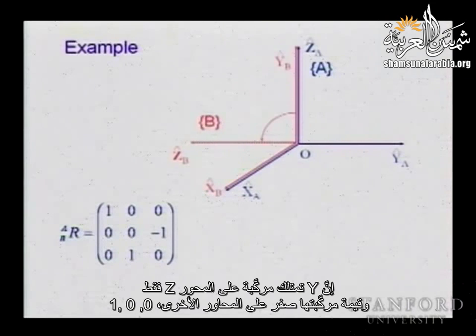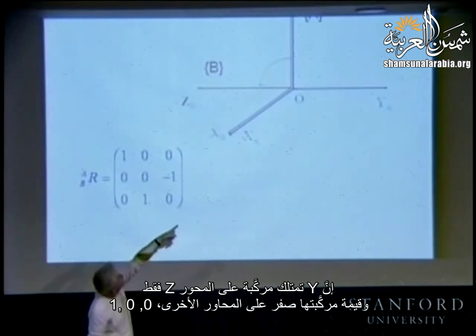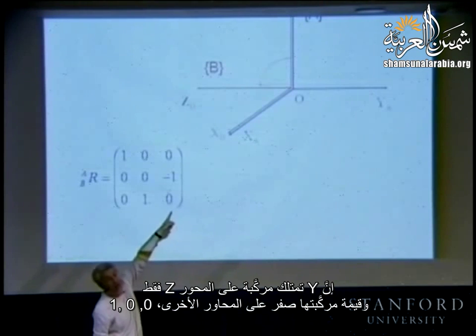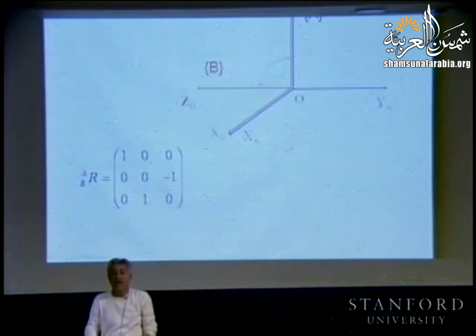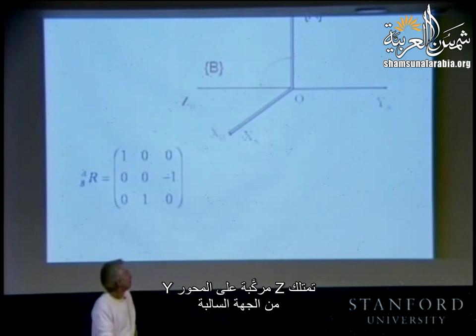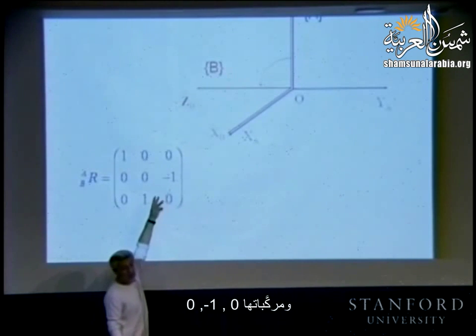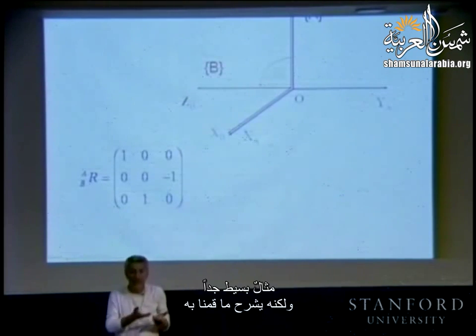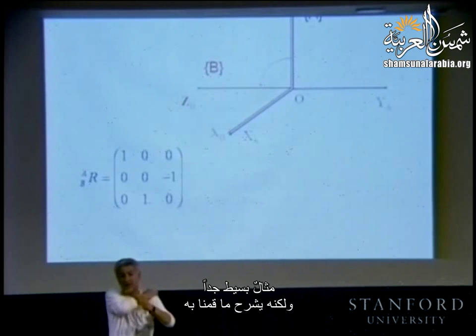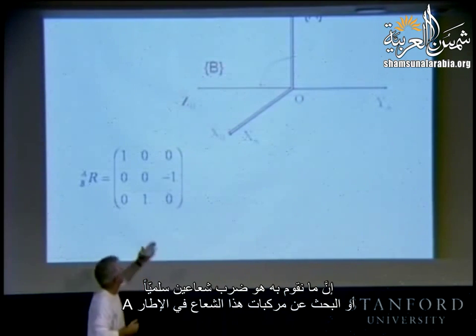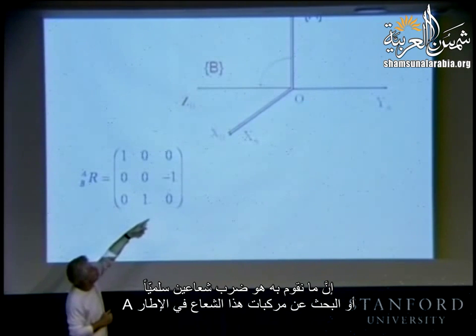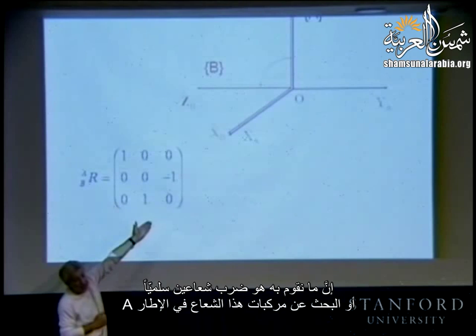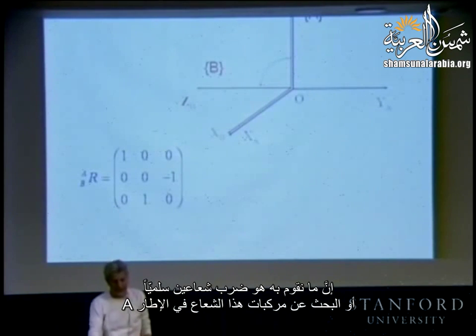Y has a component only along the Z-axis, right? Y is only along the Z-axis, and 0 about the others. What about Z? Z has a component along the minus Y-axis, and its full component minus 1, 0, 0. Very simple example, but it illustrates what we have done. Essentially what we are doing is either a dot product between the two vectors or looking at the component of that vector in frame A.